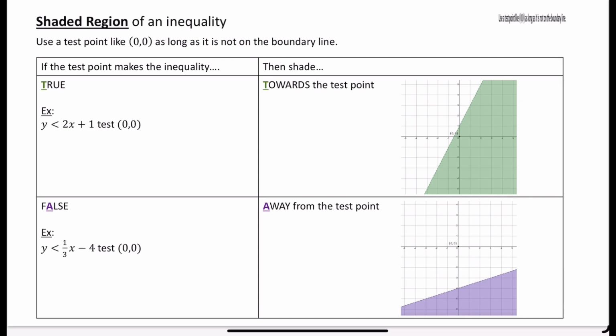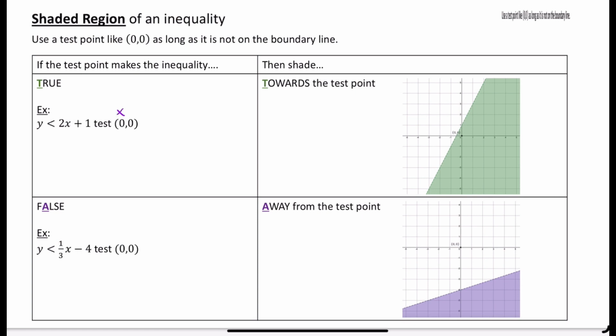So I could test (0, 0) to determine where to shade on this graph. Because remember, (0, 0) means x equals 0, y equals 0. So if I plug that in, I get 0 is less than 2 times 0 plus 1, which tells me that 0 is less than 0 plus 1, so 0 is less than 1 is true. So that's what you can see here, we've shaded towards (0, 0).